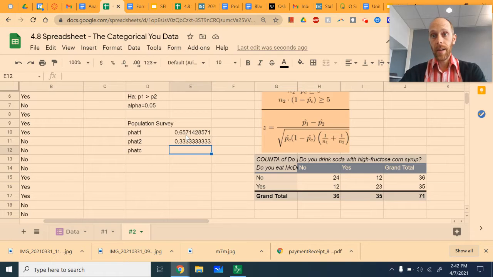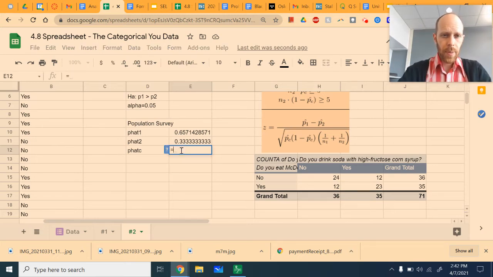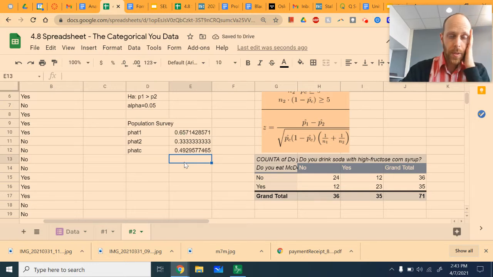66% of us that eat at McDonald's drink the high fructose corn syrup sodas, and only a third of those that don't drink them. Okay, and so p hat c would be there were 35 people that said yes total out of 71. So there's the three proportions we're going to need to solve this problem.